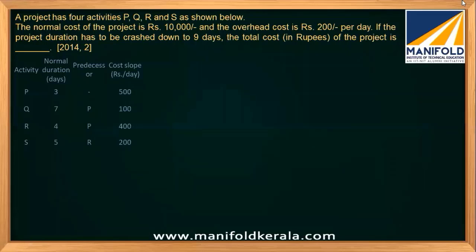This is a question which was asked in GATE 2014 for 2 marks for the mechanical ME paper. Basically, what we need to do is crash the project duration to 9 days and see what is the total cost associated with that. The cost slopes, the predecessor activities, and the durations are also given. So let's start doing it.